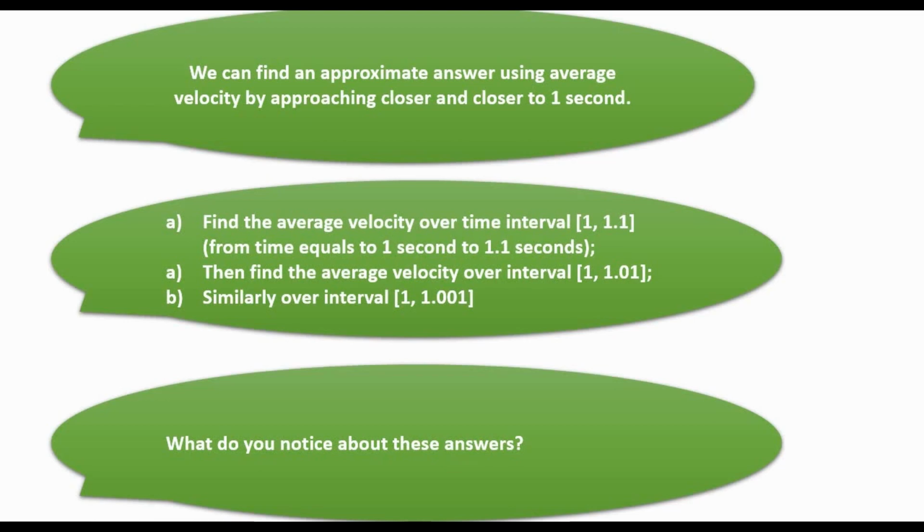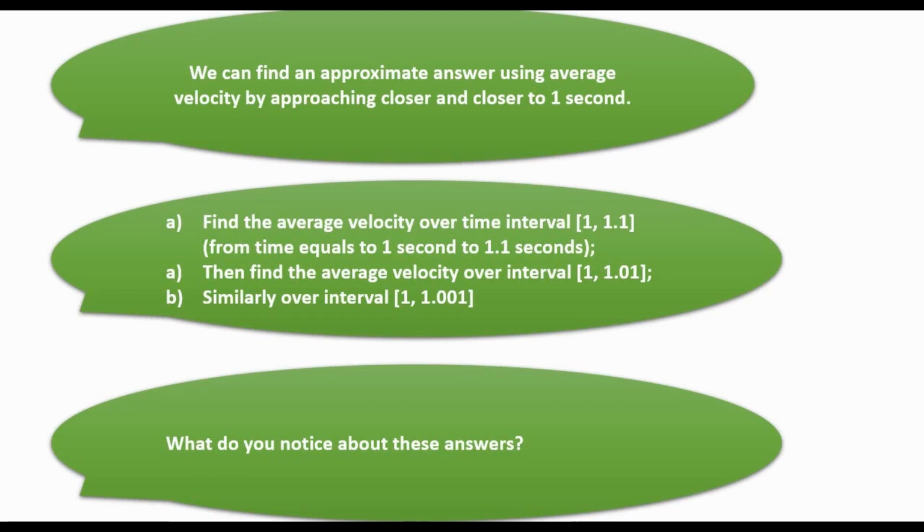First of all, let's say we find the average velocity over time interval 1 to 1.1 second. Then find the average velocity over interval 1 to 1.01 second. And similarly, over the interval 1 to 1.001 second, hence, we're shrinking the intervals down. Now pause for a second and think about: would the intervals shrink down to 1 to 1 second? You can post your answers down at the comment section.